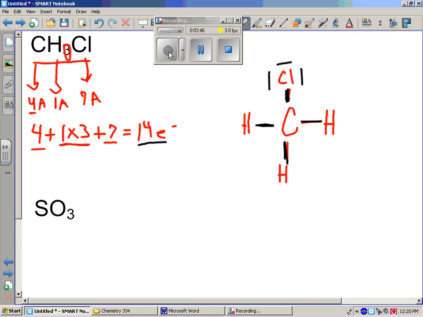Each hydrogen already has its 2 valence electrons that they're sharing with carbon, and carbon also has a total of 8 valence electrons from its 3 bonds with hydrogen and its 1 bond with chlorine. If I go through and count up the total number of electrons in my drawing, I can see that I've got 2, 4, 6, 8, 10, 12, 14 electrons total shown. So my diagram is complete.